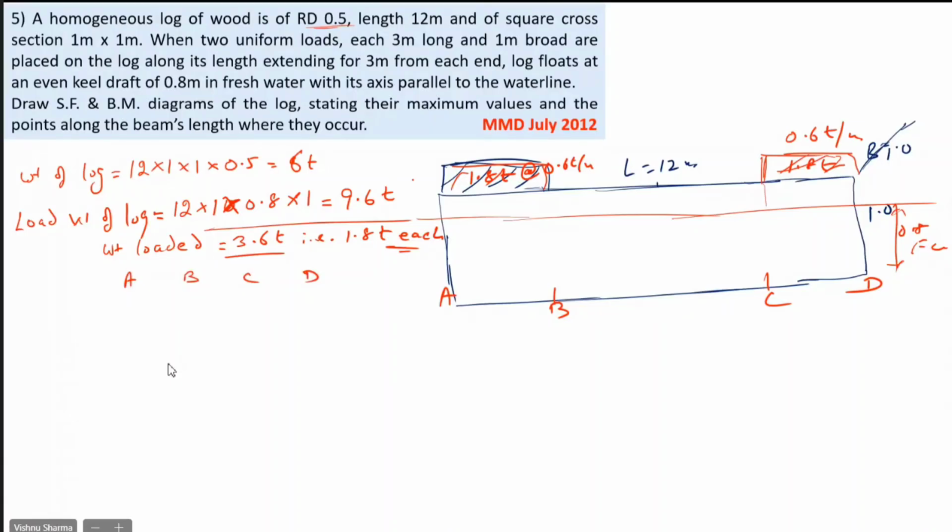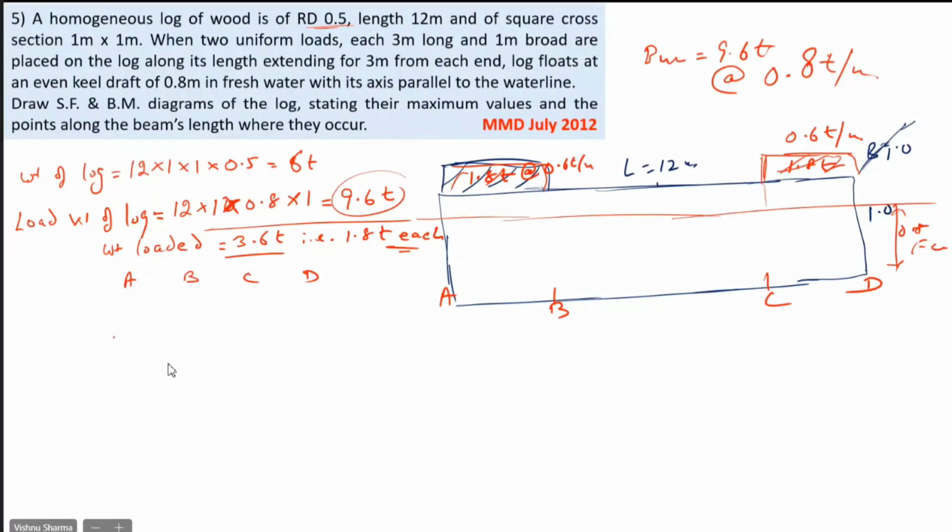And buoyancy will be 9.6 tons divided by 12 at the rate of... how much? 9.6 by 12, beta? 0.8 tons, is it? Yes, sir. 0.8 tons per meter, okay.